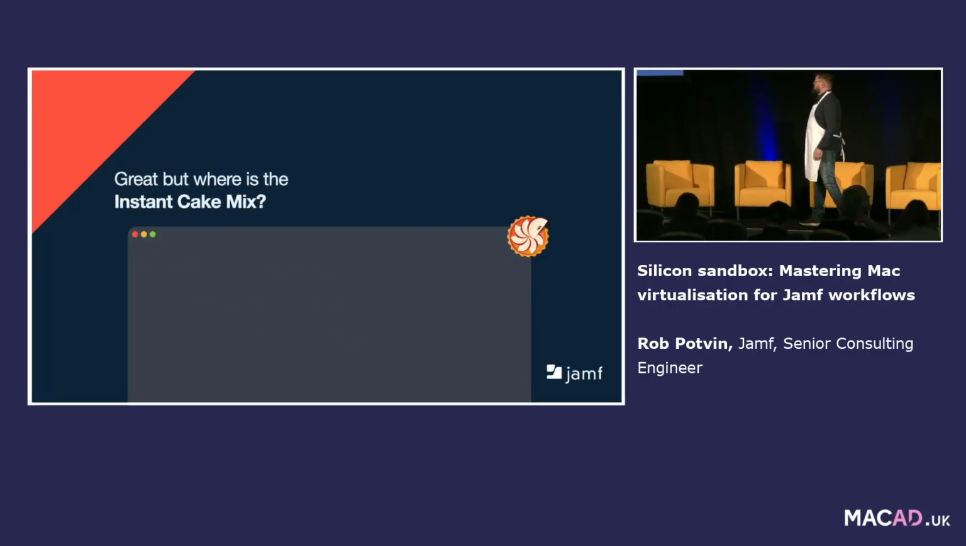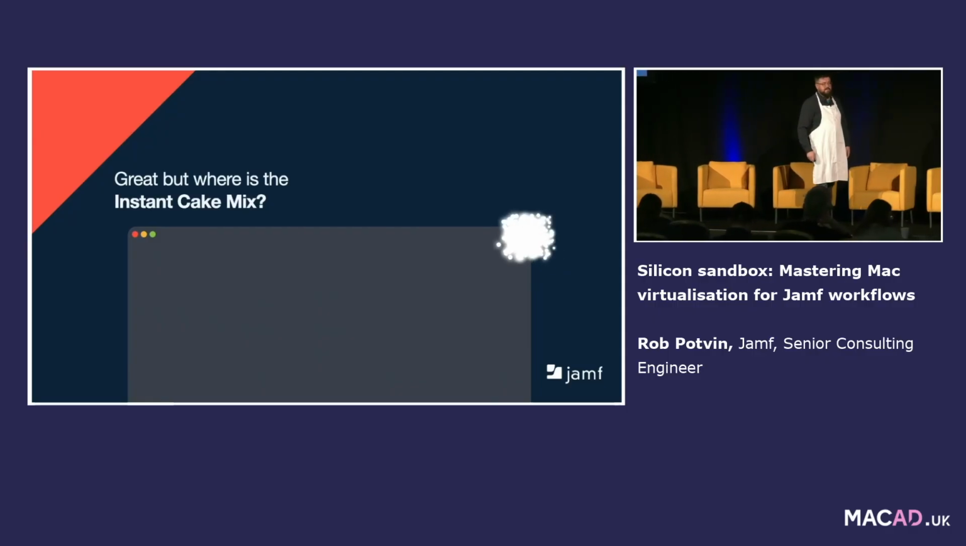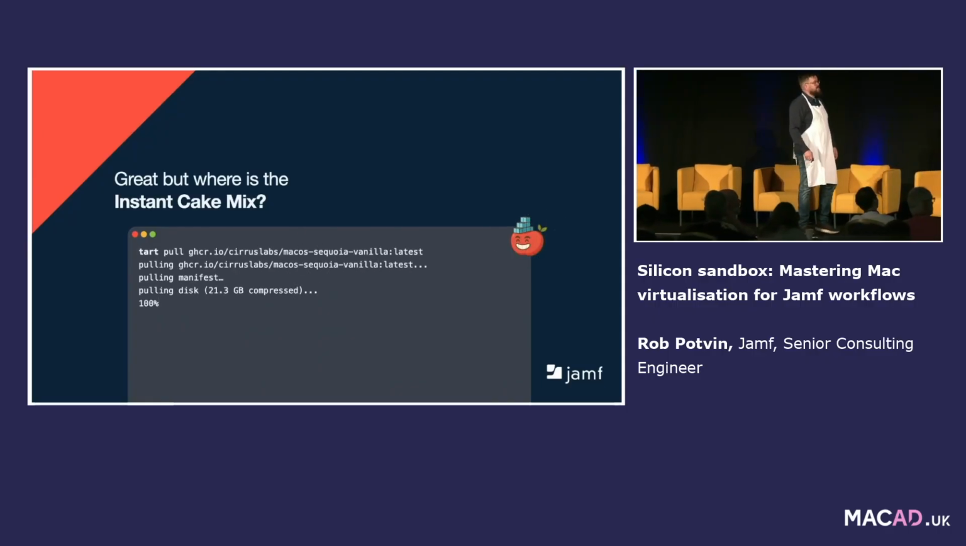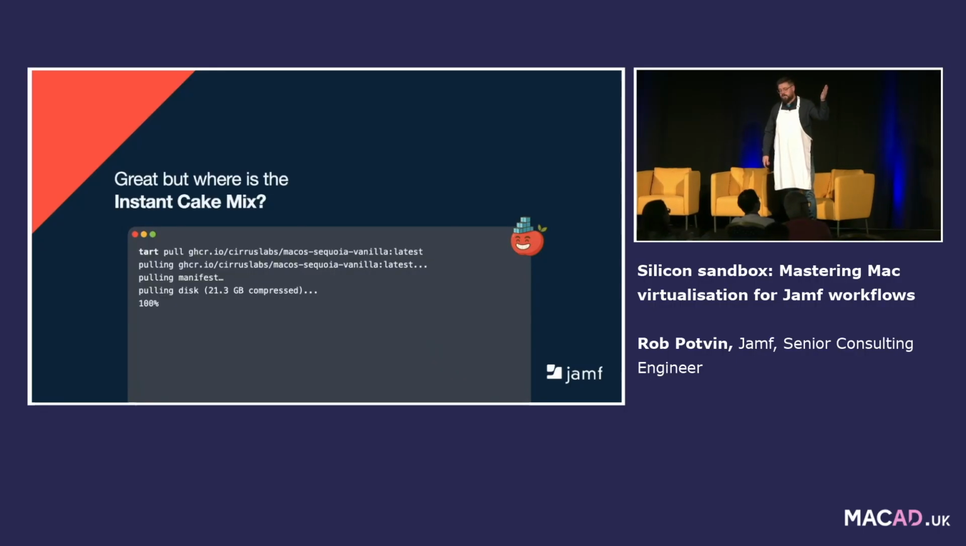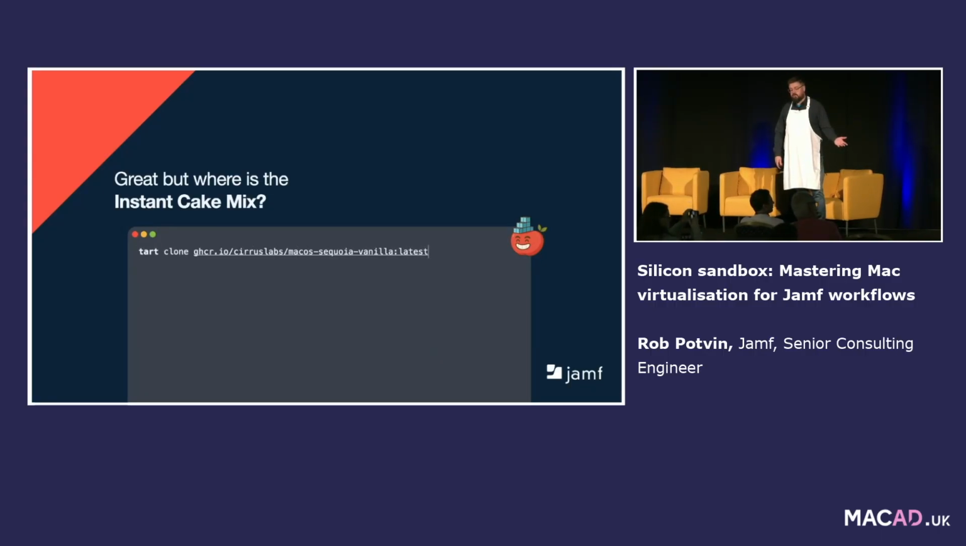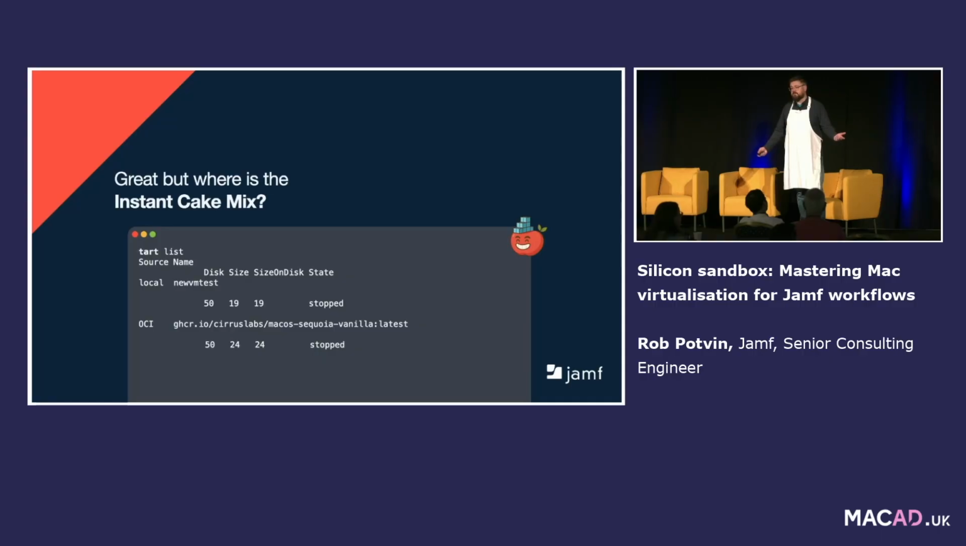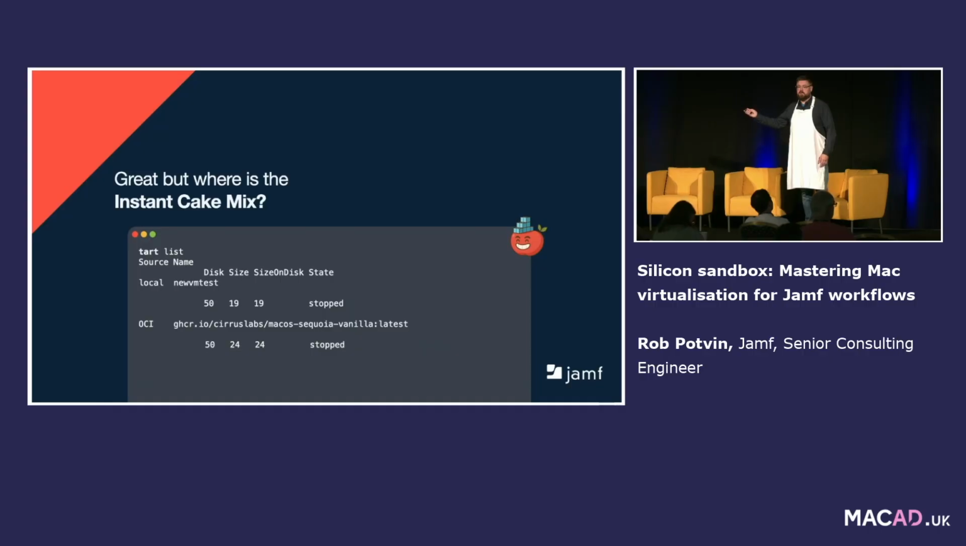If we go one step further, the instant cake mix. I just connect to Cirrus Labs, who makes Tart, their OCI repo on GitHub. Boom, pull down an image. It's about 20 gigs, comes down. I have a full, done macOS. I'm going to clone it to a new VM. Boom, now I have two. Notice now it says one is local, that's the clone, and one is from an OCI registry. There's also another line there that I'm not showing, which is the kind of MD5 hash, so that if there's any change to the one online, if you do another pull command, it's just going to pull down the changes. So it's pretty neat, pretty quick, right?